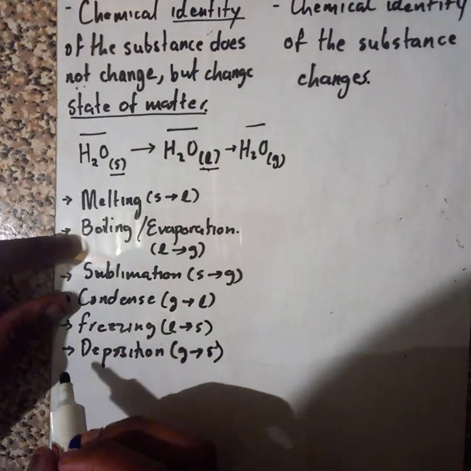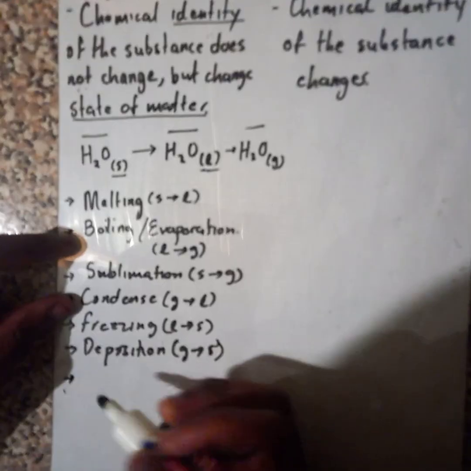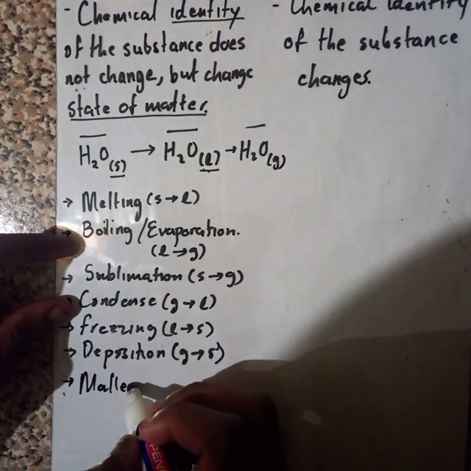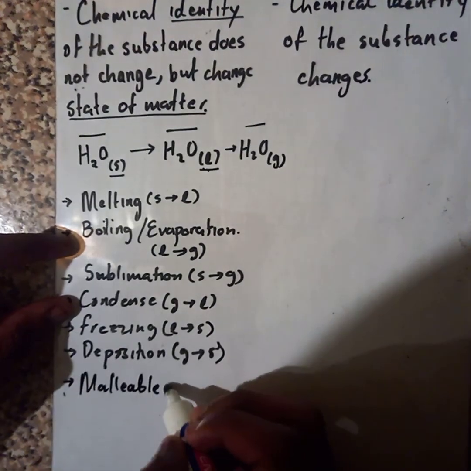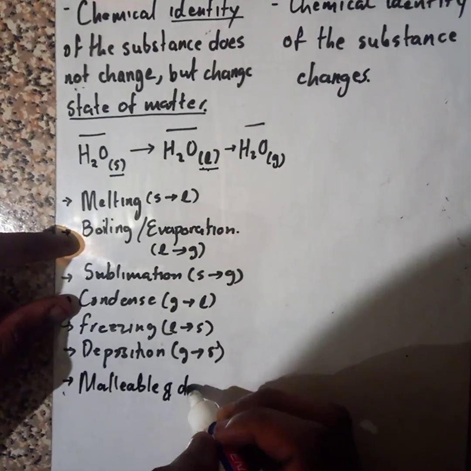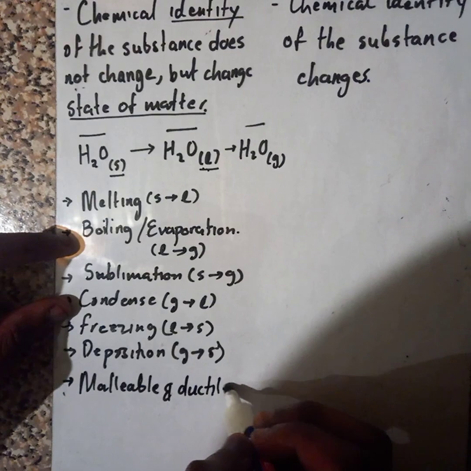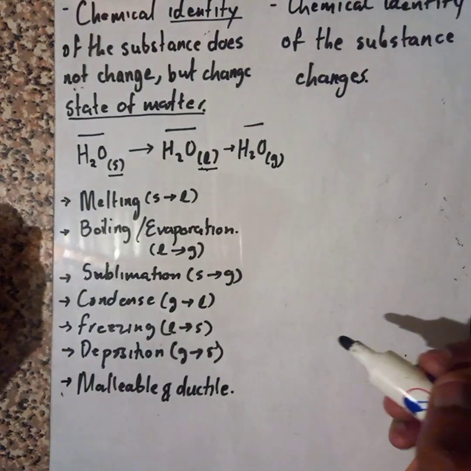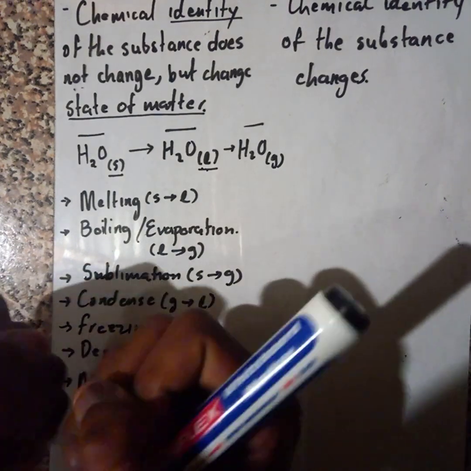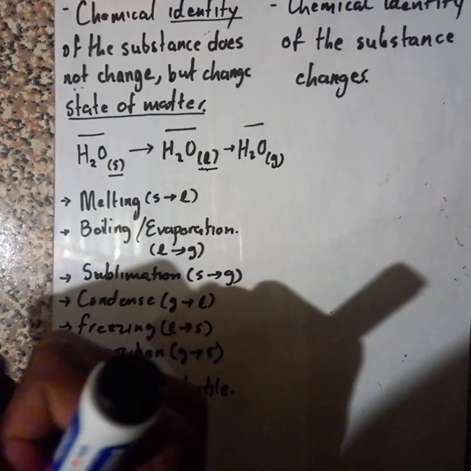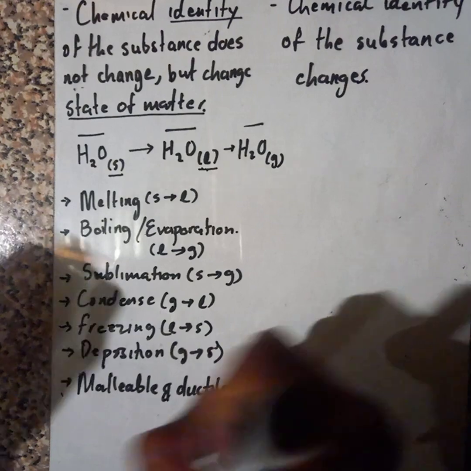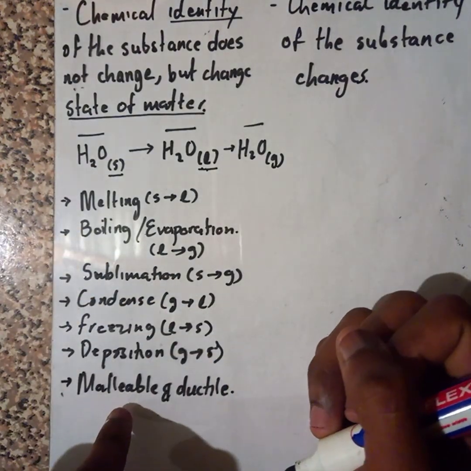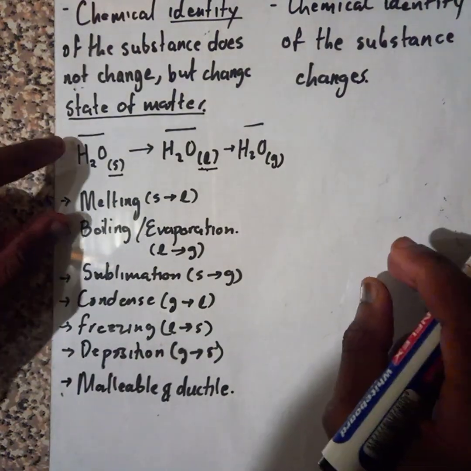Some physical properties we speak of are those which are malleable and ductile. Especially for materials such as copper, we can easily bend them or stretch them. We say those are malleable and ductile.